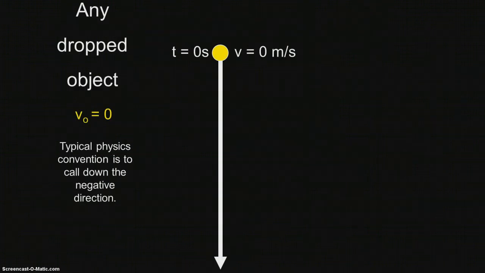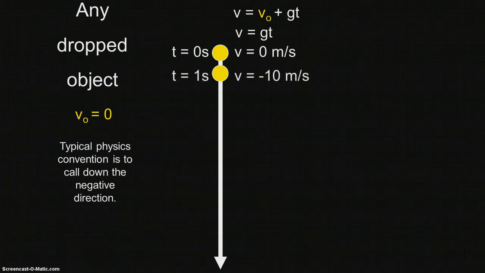Let's look at this example. Here we have a dropped ball. Any dropped object will have an initial velocity of 0 if you're just letting it go, or if it rolls off a shelf or something like that. So at time equals 0, it has a velocity of 0. 1 second later, it's going to have a velocity of negative 10 meters per second. Why negative? Because in typical physics convention, down is the negative direction.